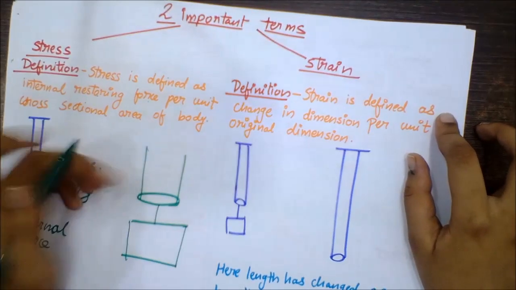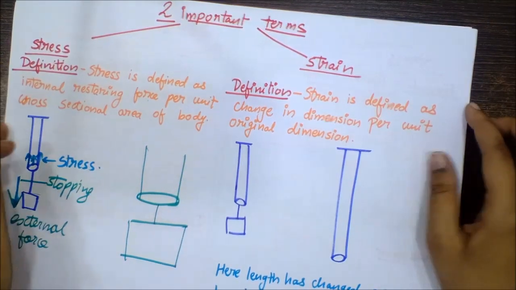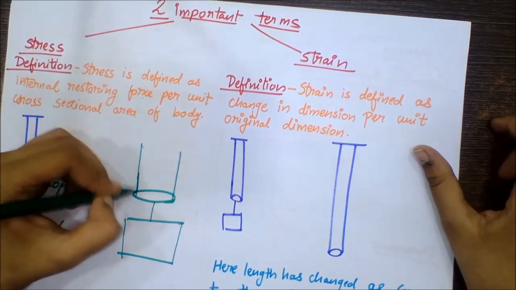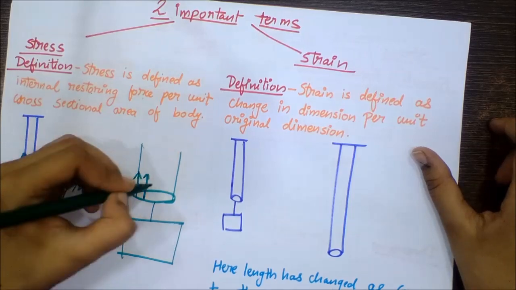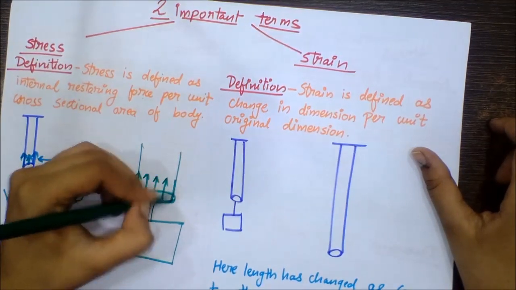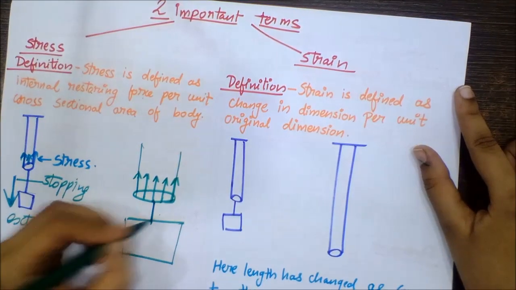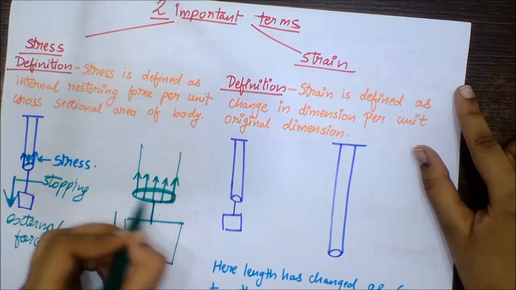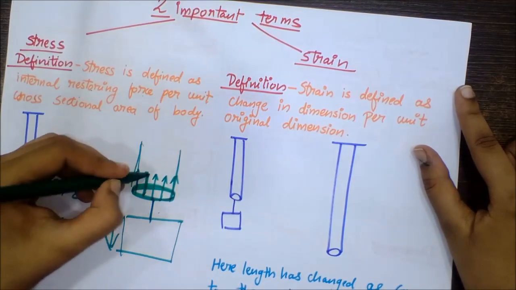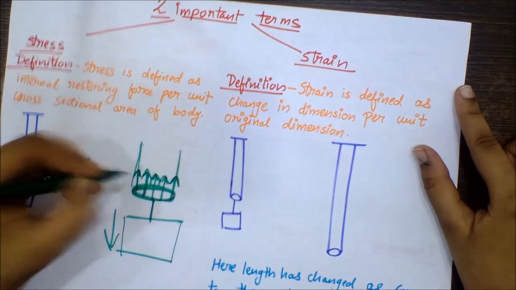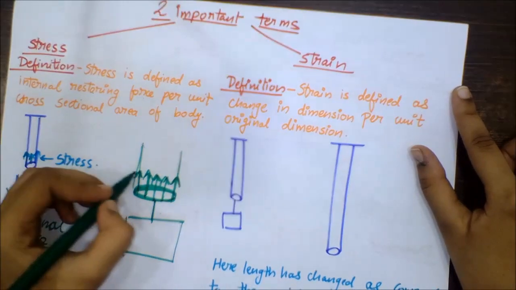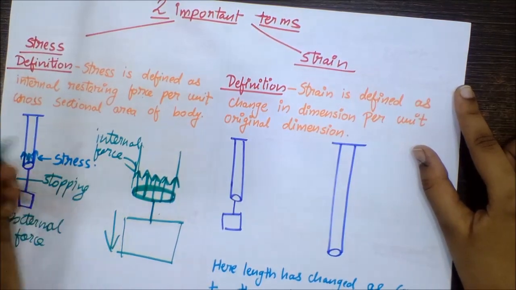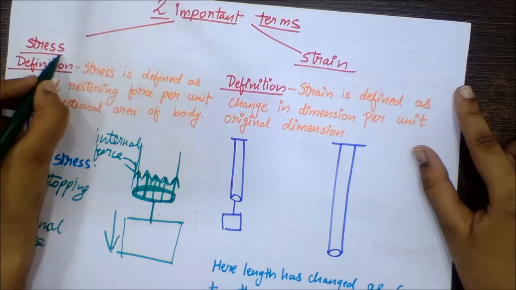Now what this rod will do, since it is elastic by nature, it has the property of elasticity, it will send its forces which are moving in the upward direction. This external force will do its work of pulling the rod in the downward direction, and this rod itself will try pulling itself back in the upward direction. This force which is applied by the rod is known as the internal force. This internal force is known as stress.